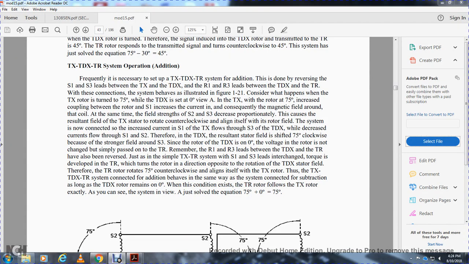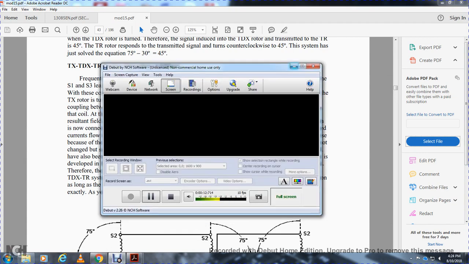All right, your torque transmitter, torque differential transmitter, and torque receiver system operation addition. All right, we're recording.